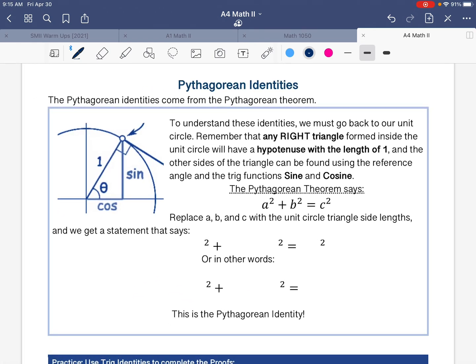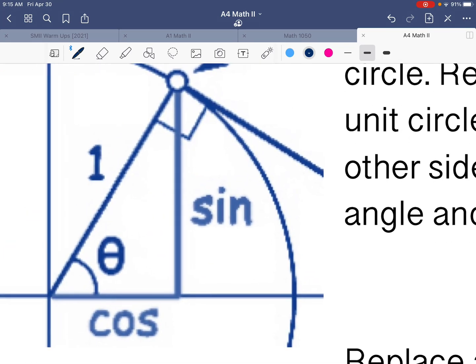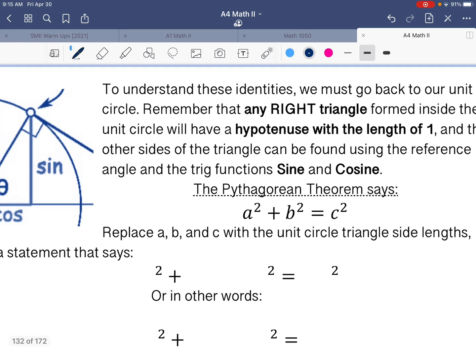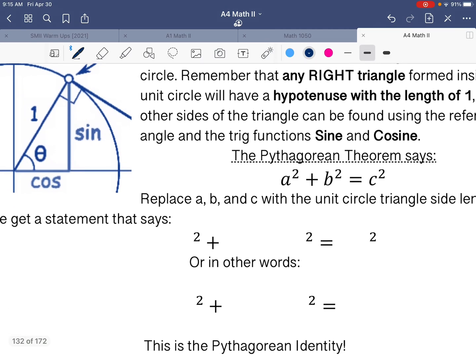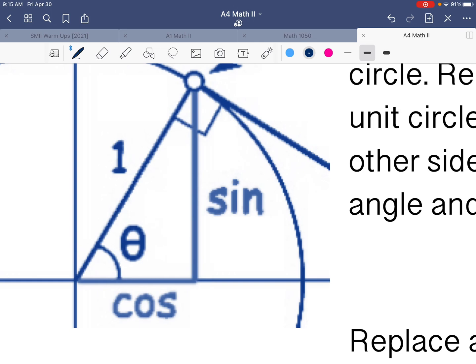Let's add one more identity. This one's the Pythagorean theorem identity. The Pythagorean theorem identity is just based on this triangle inside of the unit circle and the Pythagorean theorem. That's why it's called Pythagorean identities. So what's happening here is, remember we have the hypotenuse of 1 in the unit circle, and that cosine gets us this side and sine gets us this side.